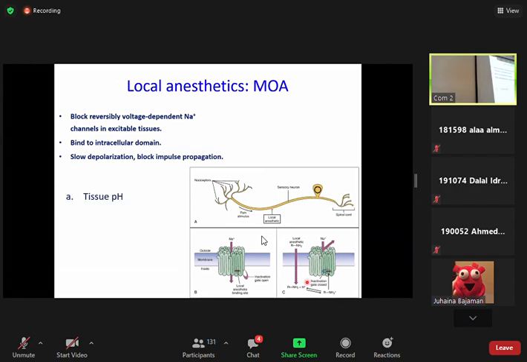So what are the factors? Tissue pH, nerve morphology. Not any nerves it can bind, it can block, right? Large diameter nerves, maybe it's going to be more challenging to block, right? Depends on the concentration. High concentration, probably more chance. And lipid solubility of the drug.